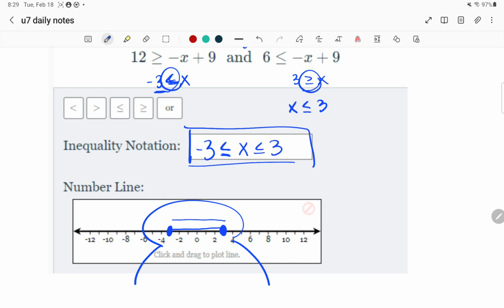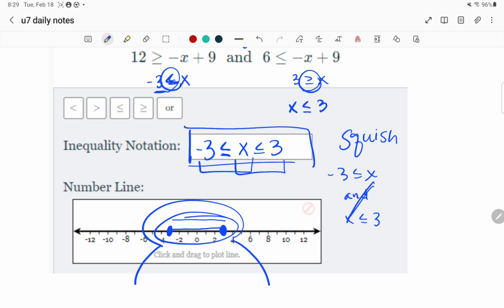And it's going to look like that. So what's happening is I have -3 is less than or equal to x, and combined, x is less than or equal to 3. I just made the x's the same x. So I squished it together, which is what you have to do with an and, because you only have one piece. If you have one piece down here, you need to only have one piece up here.